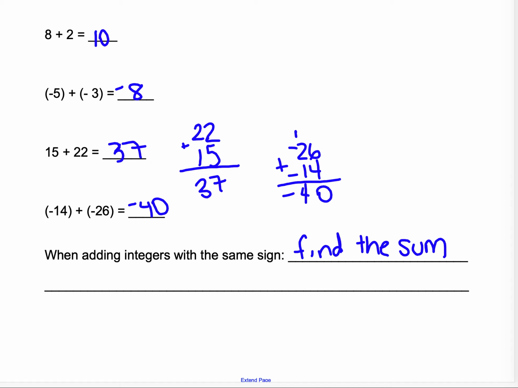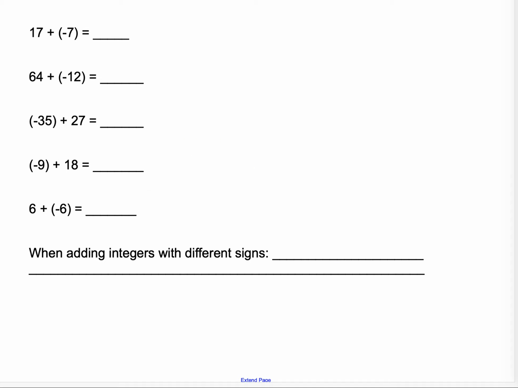All right, let's see. Here are some different sign problems to try. Go ahead and pause the video and try them. All right, let's check our answers. So for this first one here, 17 plus negative 7. 17 minus 7 is 10. We have more positives, so the answer is positive.